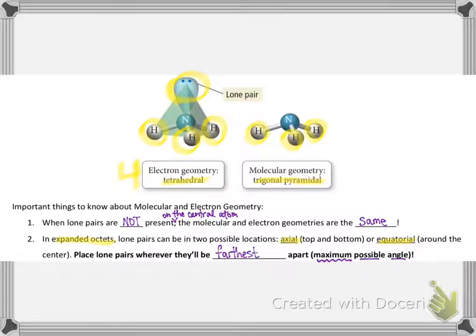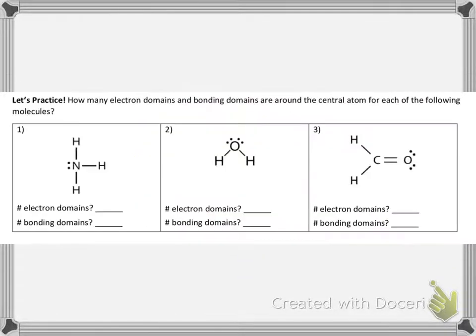Okay, before we actually start looking at these specific shapes and geometries, let's practice identifying the number of electron domains and bonding domains, because if you can do that, you can do anything. First one, we want to know the number of electron domains. We're looking for any regions of electron density. Well, a lone pair counts as one: 1, 2, 3, 4.